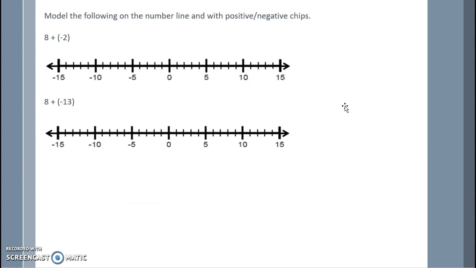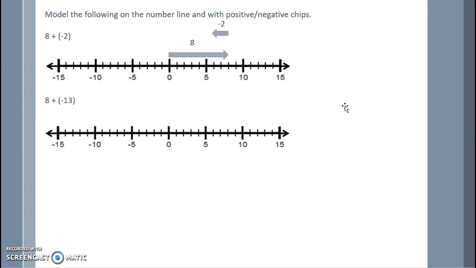Model the following on the number line and with positive negative chips. So let's say I have 8 plus a negative 2. So we start at 0 and we move 8 in the positive direction. Now we're going to add negative 2 to it. So we need to now go in the negative direction 2 units, giving us 6.